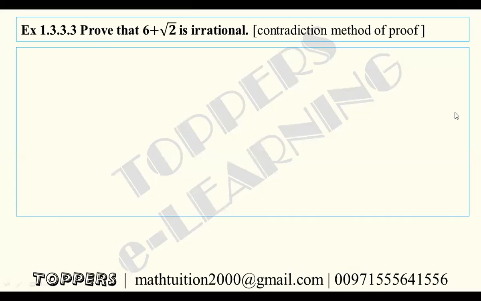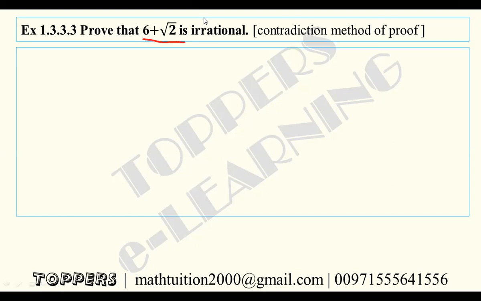Okay, so let us work out the third question. What is the third question? Prove that 6 plus root 2 is irrational. So same method, we can use the same method.